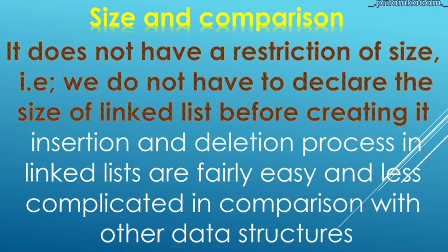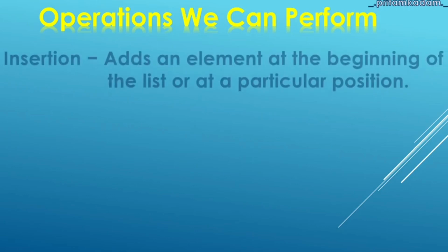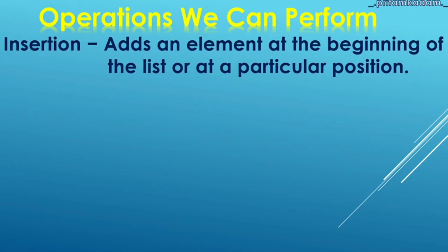Insertion and deletion processes in a linked list are fairly easy and less complicated in comparison with other data structures. So what are the operations that we can perform on a linked list? First of all, insertion means we can add an element at the beginning of the linked list or at a particular position, as we did with an array. If I want to enter data in the third place, I can also do that.